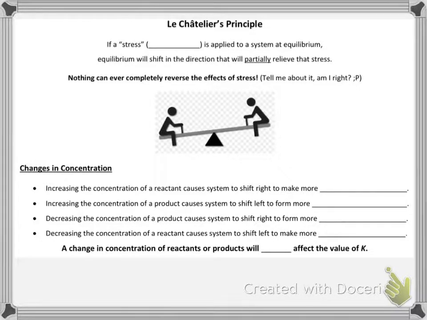Today we're going to talk about Le Chatelier's principle, which helps us determine the effect of a change on an equilibrium system. For Le Chatelier's principle, we talk about a change as a stress being applied to the system. If you stress or change a system, Le Chatelier's principle says that equilibrium will shift in the direction to help partially relieve that stress. However, it is important to note that nothing can ever completely reverse the effects of the original stress or change.